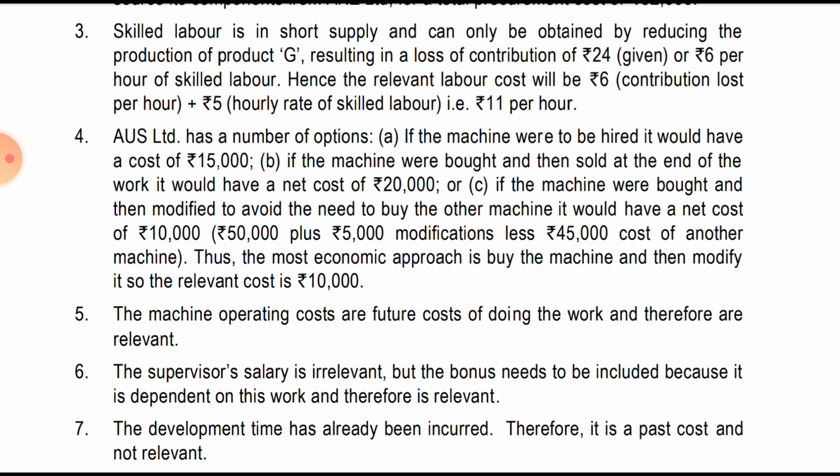Thus the most economic approach is to buy the machinery and then modify. So buy the machinery for 50,000 plus modifying 5,000, and then using it in place of the other machinery, less 45,000, the cost of the other machinery. Thus the economic approach is to buy the machinery and then modify it, so that the relevant cost is 10,000. Okay.